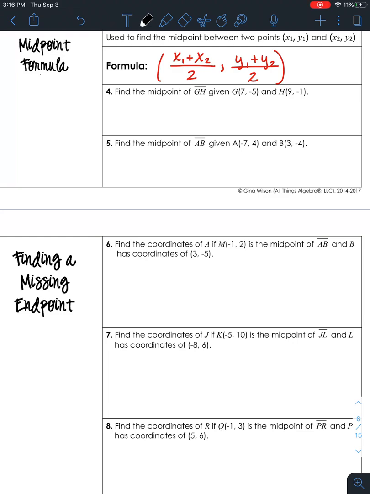Alrighty, so here's the second part of our notes for 1.3, midpoint and distance. Today we're going to focus on midpoint. So you'll see right here our midpoint formula.